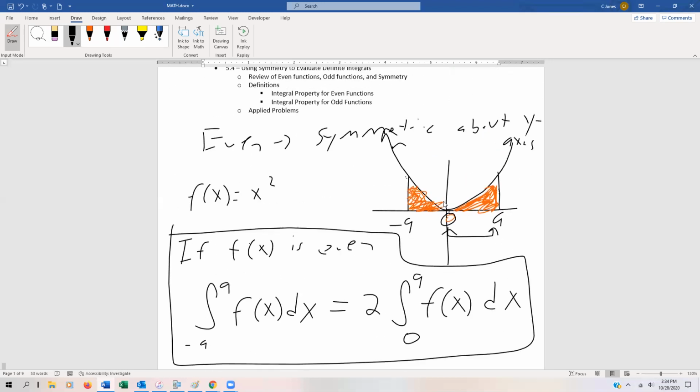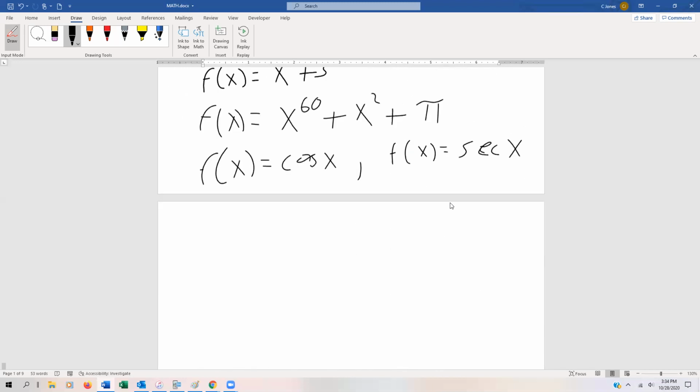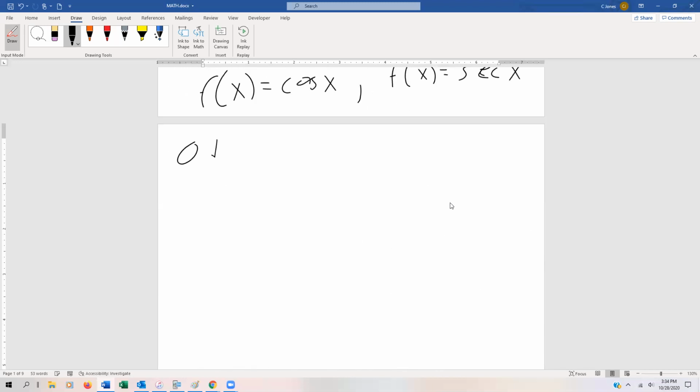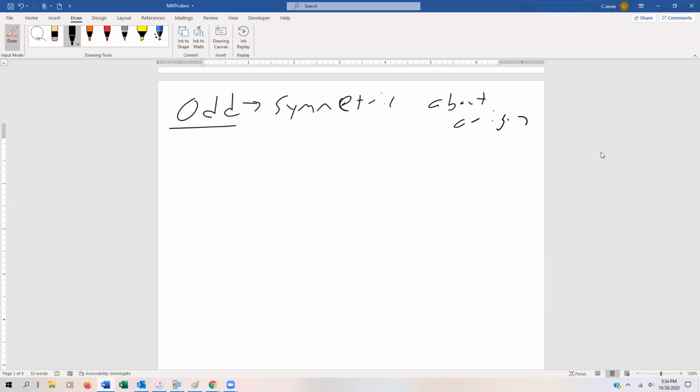Right? Now, what about the properties for odd functions? And also, what does it mean for a function to be odd? So a function is odd if it is symmetric about the origin. All right. And let me give you an example of a function that's odd. In fact, probably the easiest function that's odd that I can think of is f of x equals x. And so if I were to graph this function, we would just have a line that goes right through the origin.